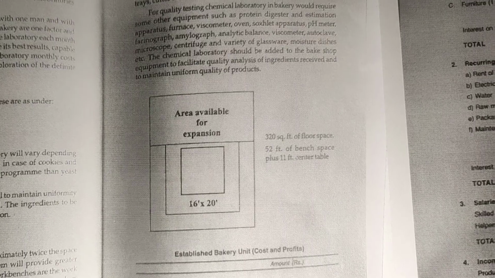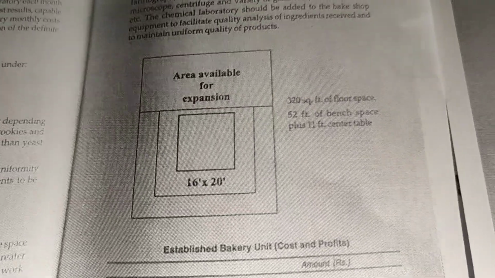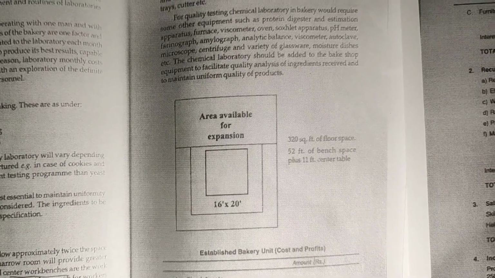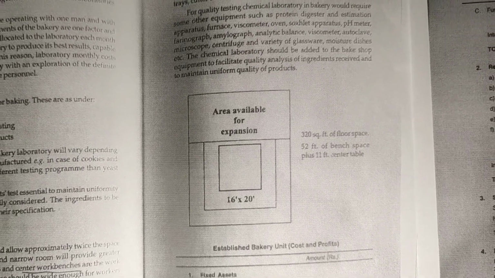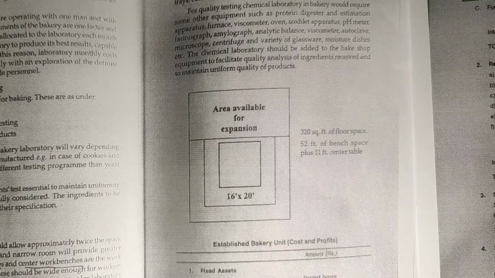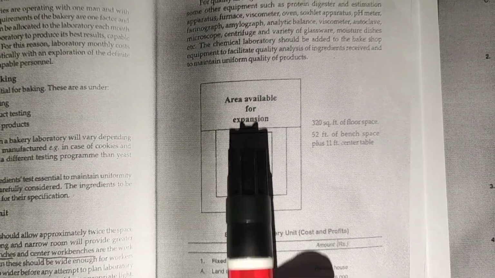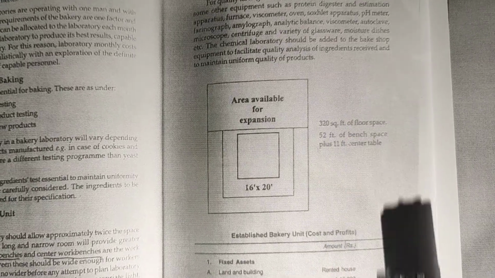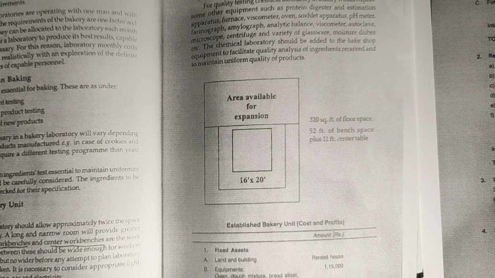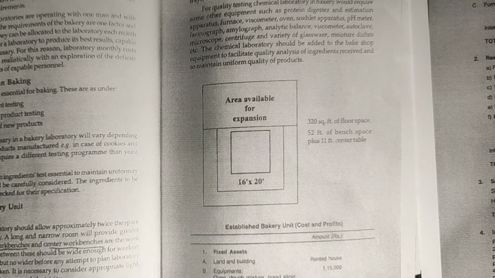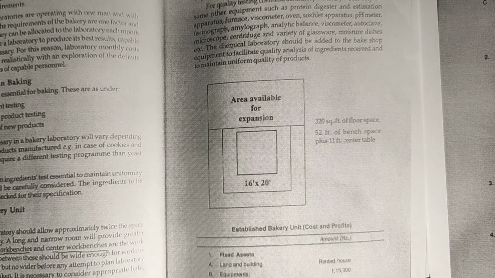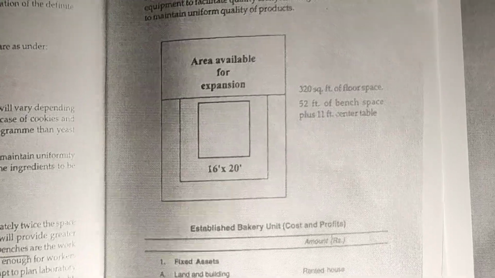So as you can see in this particular diagram, the area available for expansion is given in the upper side, and the floor space, this 16 into 20, that is 320 feet of floor space and 52 feet of bench space plus 11 feet of center table. So it is a very generalized and common structure given for the layout of a bakery unit, but it is not the full and final.